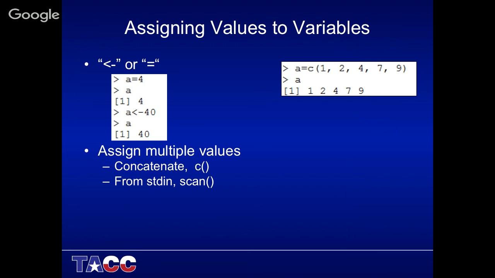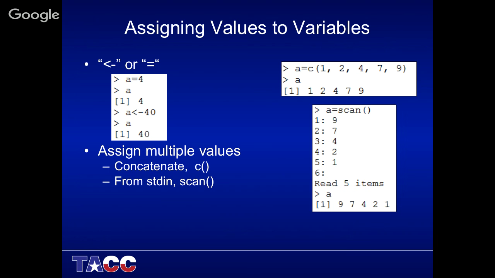You could also accumulate collections from your standard input using scan. So what's happening there is you're running scan, and then you get this prompt where you can feed in a number till you're done. So here you can see we fed in 5 numbers, and it accumulates that into a collection and assigns it to variable A. So again, it's dynamically typed, so we didn't declare what A was earlier, so we just dynamically assigned it a collection.